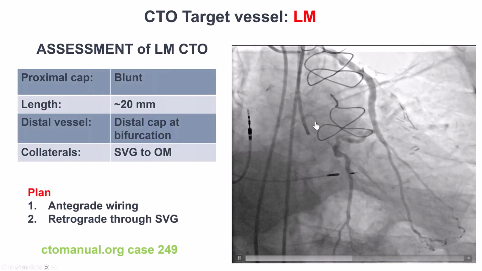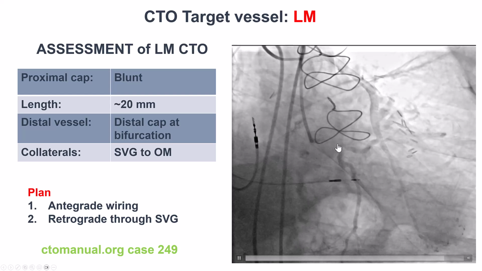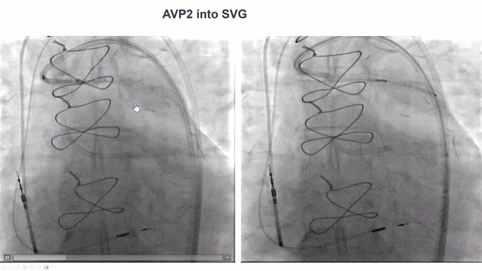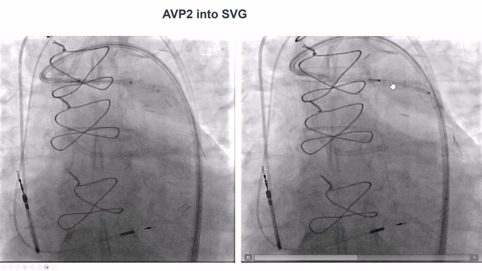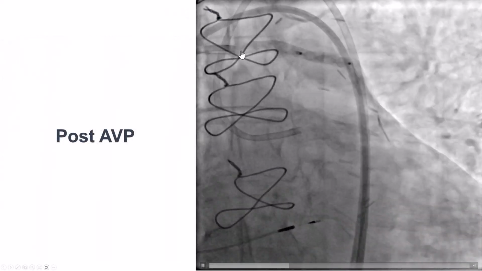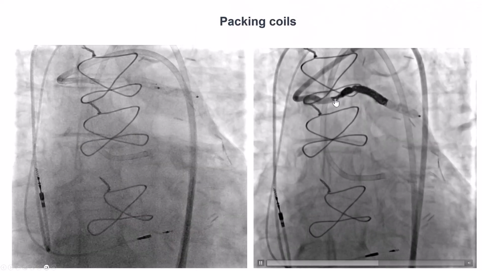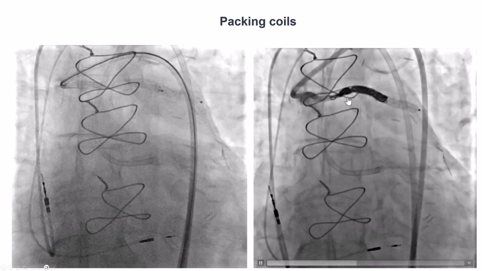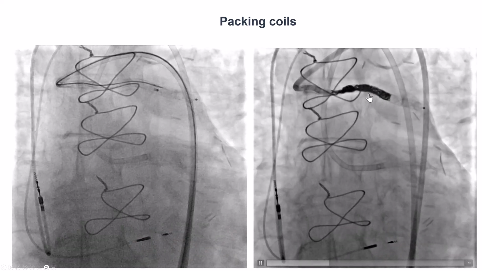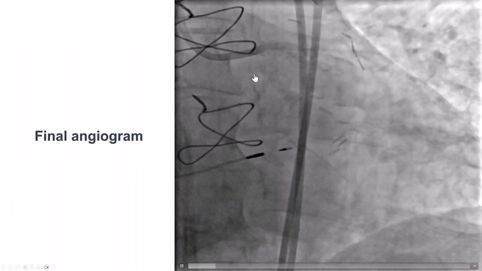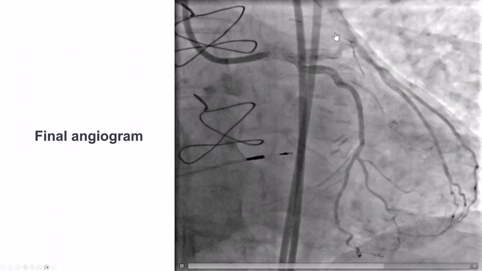This is a CTO into the circumflex and the left main. This was successfully recanalized, but there is a lot of competitive flow. So we placed an Amplatzer vascular plug, but there's still very brisk flow despite the vascular plug. So we ended up putting an additional coil proximal to the plug, and this is a packing coil that can be put very tightly inside. And after doing that, we did have successful occlusion of the saphenous vein graft.